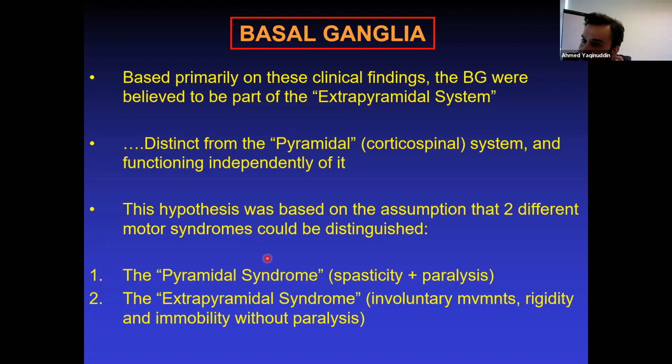Based primarily on these clinical findings, the basal ganglia were believed to be part of the extrapyramidal system. It was thought to be totally distinct from the pyramidal system, which is the corticospinal tract. If you have a problem with the corticospinal tract, or pyramidal syndrome, you would see paralysis and spasticity. While in the extrapyramidal syndrome, which could be Parkinsonism or Huntington's disease, there are involuntary movements like tremors, rigidity, and immobility without paralysis. So there might be immobility, but there is no paralysis in the extrapyramidal syndrome, unlike the pyramidal syndrome, where you have spasticity and paralysis.